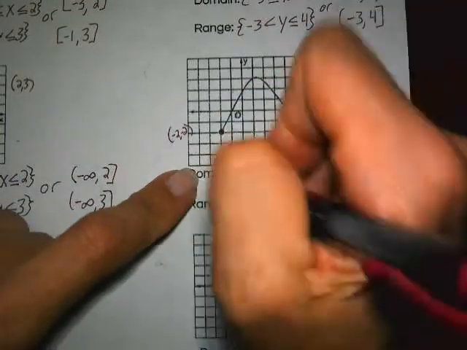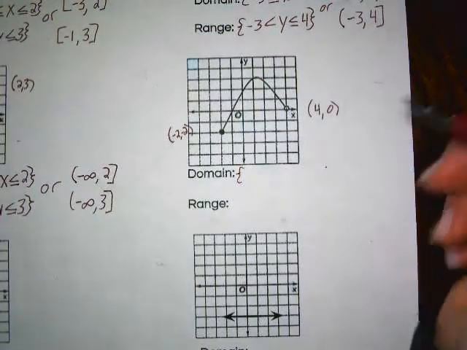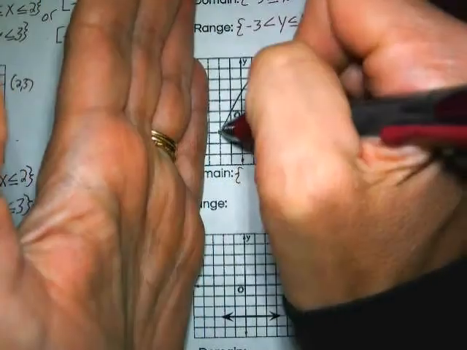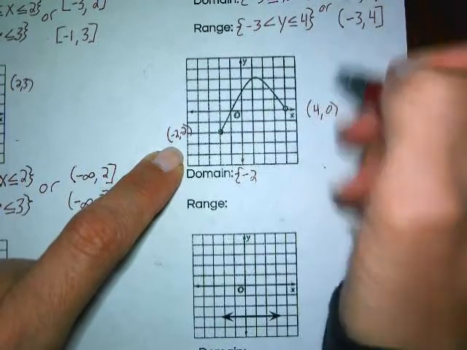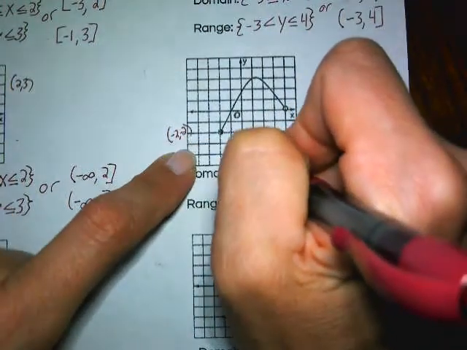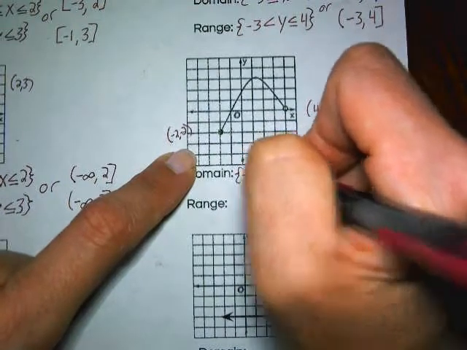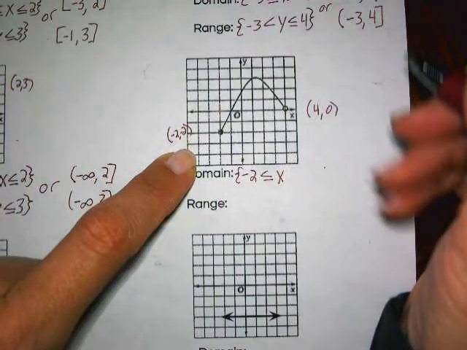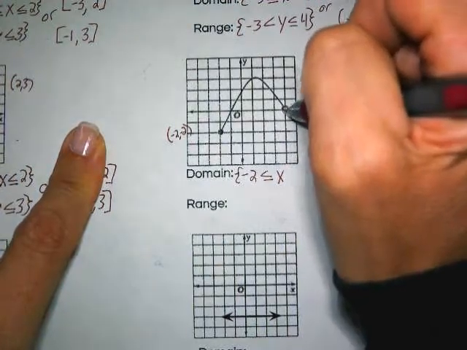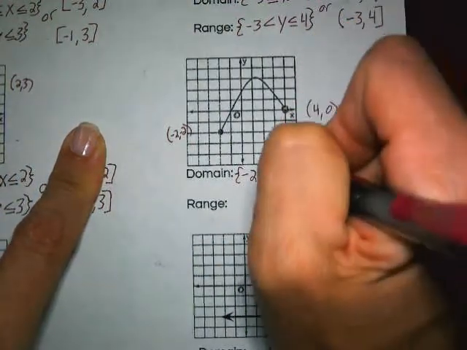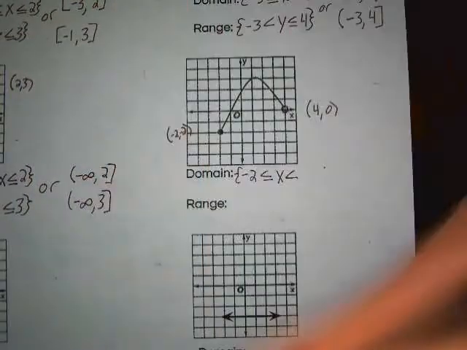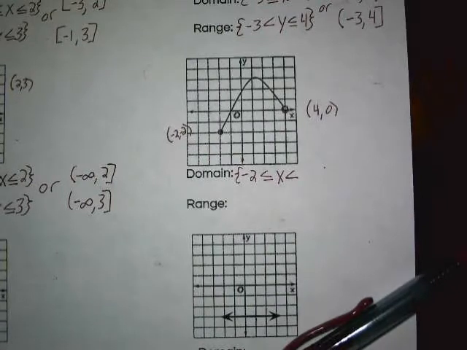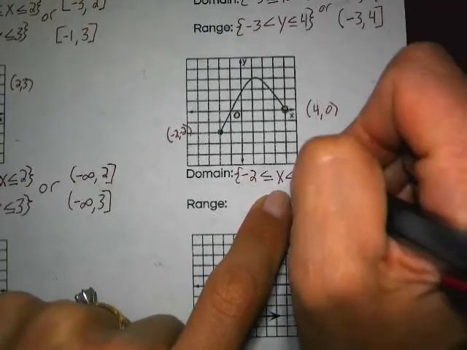So let's look at our domain. Where do our x's go? So starting left, our x starts here. That's the x value of negative 2. Closed circle. So less than or equal to x. Left to right, it goes to this point here, which is the x value of 4. Open circle this time. So I'm going to have less than 4.